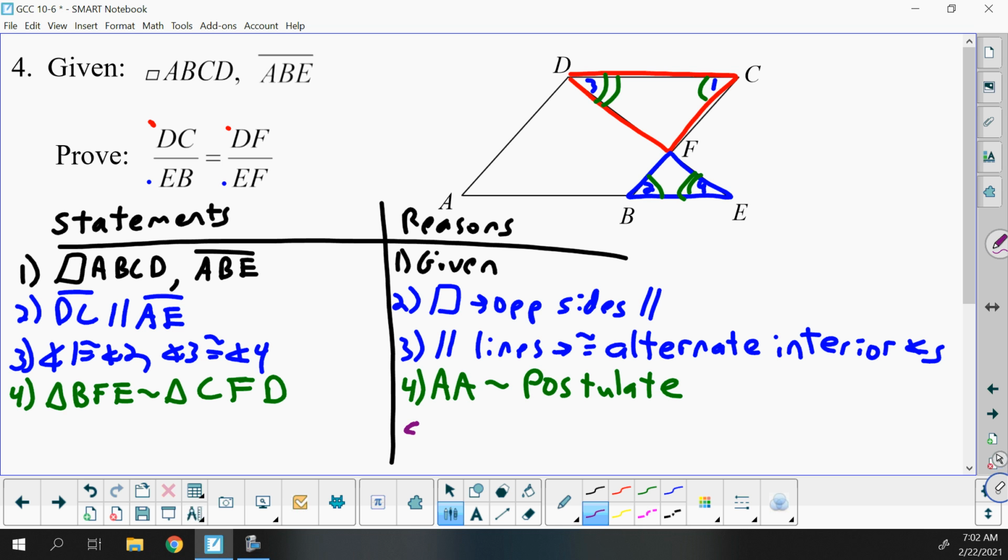And to finish it off, we'll have our new reason. Once you have similar triangles, you can say similar triangles implies proportional sides. And our statement is just what we wanted to prove.